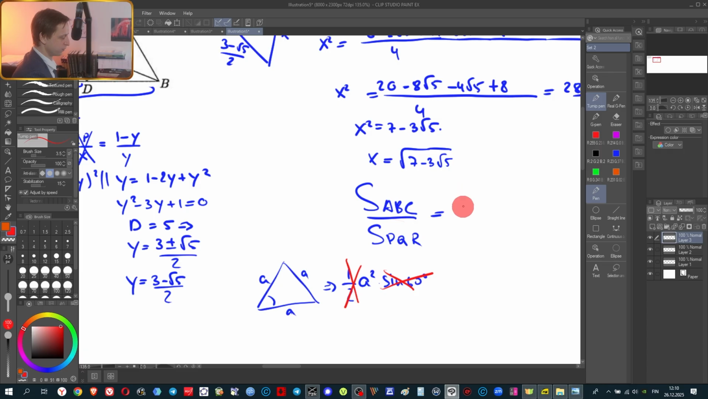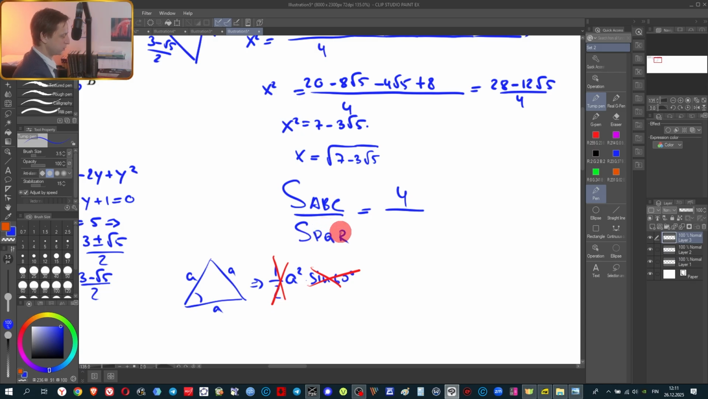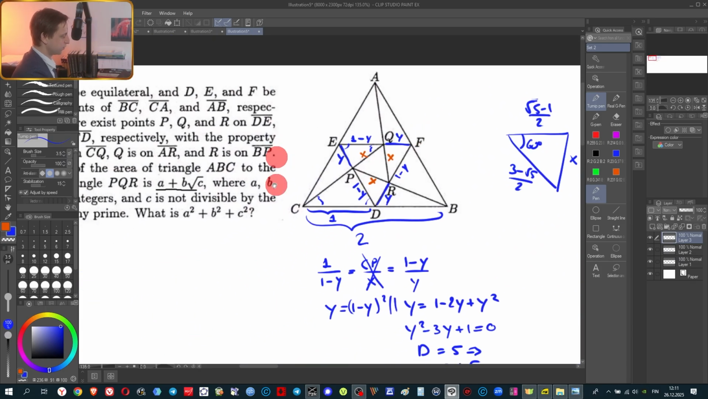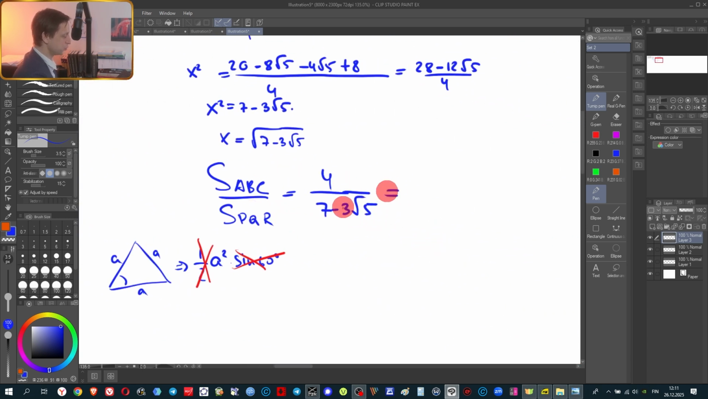So here you will have the side of the big triangle AB squared, which is 2 squared, which is 4, and here the square of this side, so x squared. So we will have 4 over 7 minus 3 square root of 5. And you need to represent this ratio not in this form, but in the form a plus b square root c. And it's very easy to do. You should multiply on the top and on the bottom times 7 plus 3 square root of 5 to get rid of this expression on the bottom.